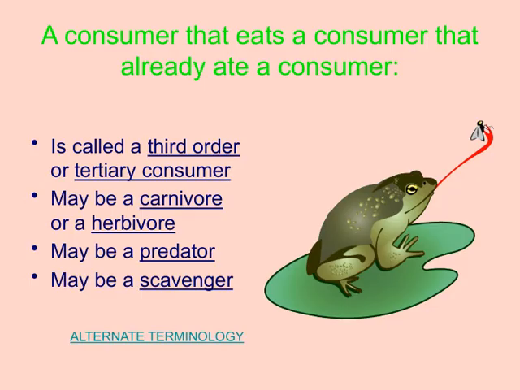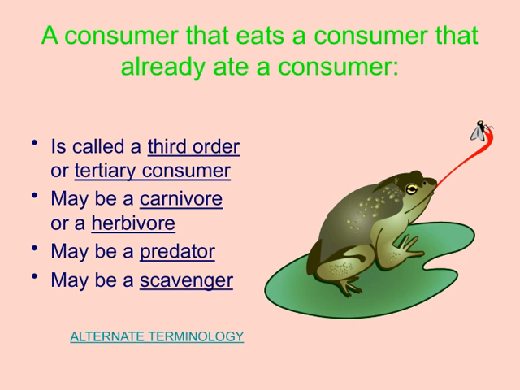Now, let's talk about what we call a consumer that eats a consumer that has already eaten another consumer. This is known as a third-order or tertiary consumer. Essentially, this means it's a creature that feeds on other consumers further up the food chain.